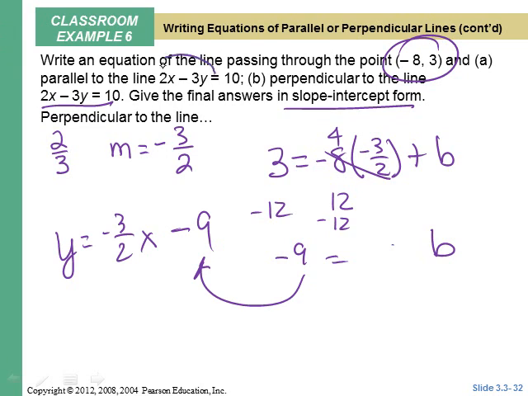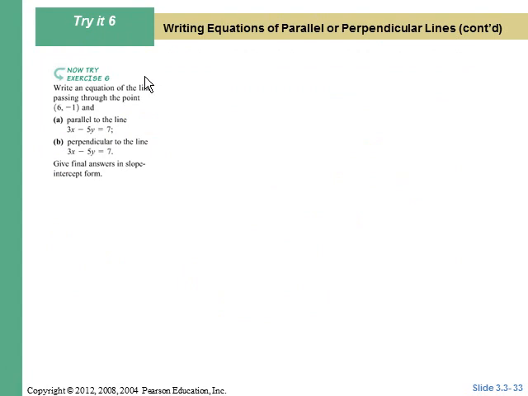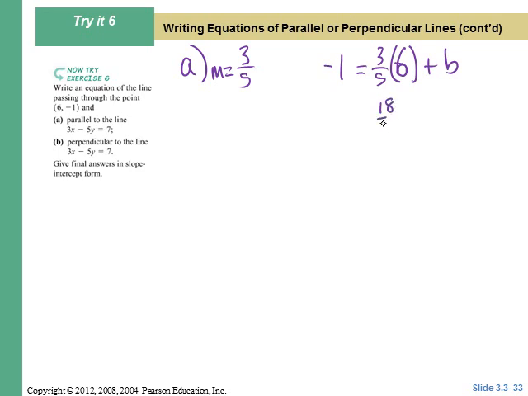Once you recognize that the slope of a standard form is just the a over the opposite of b, you're going to be in like Flynn. Okay, part A, we want it parallel, so the slope is going to be 3/5. Substitute in the point: y, -1, equals 3/5 of x, which is 6, plus b. 3/5 times 6 is 18/5. This is -5/5. Subtract 18/5 from both sides.